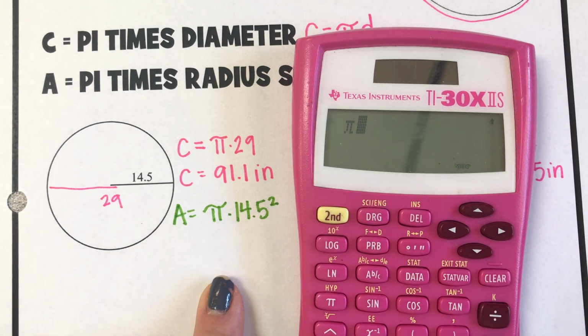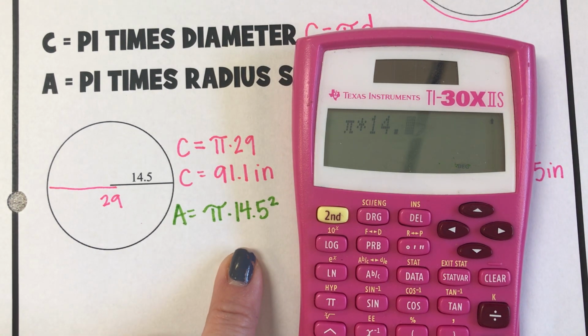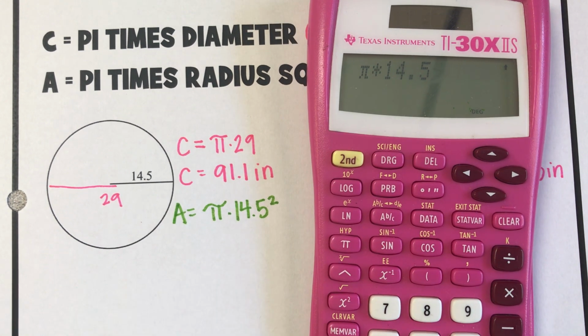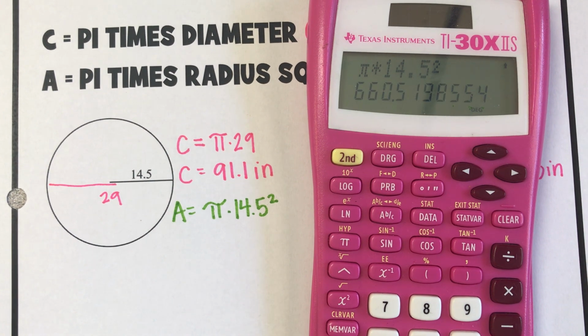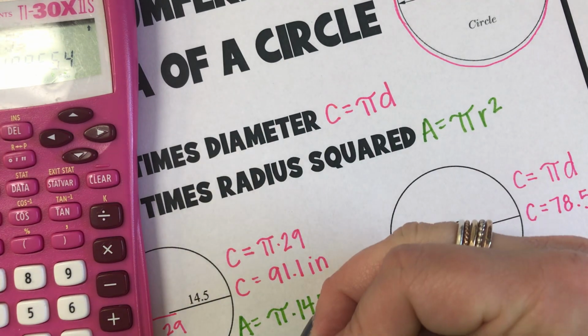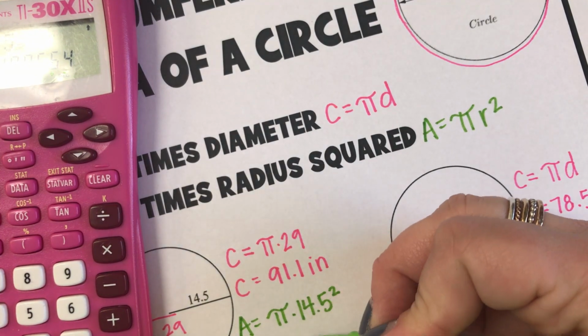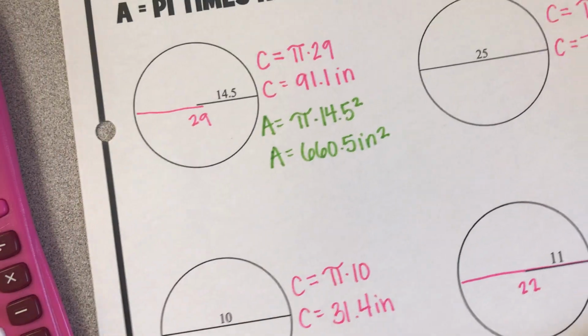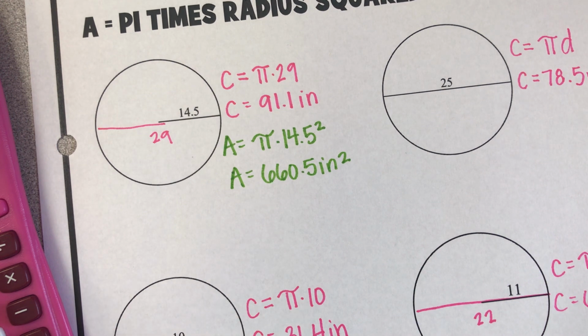So pi times 14.5, and then to square something on this calculator, right next to the 7, there's a little button that says x squared. That's what we're going to push. You hit enter, and it's 660.5. So area is 660.5 inches squared. Area is always a squared unit. Just like when we were doing triangles, trapezoids, all of that, anytime it's area, it's squared.